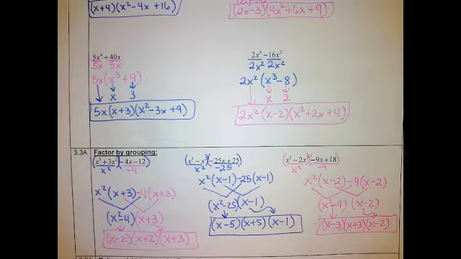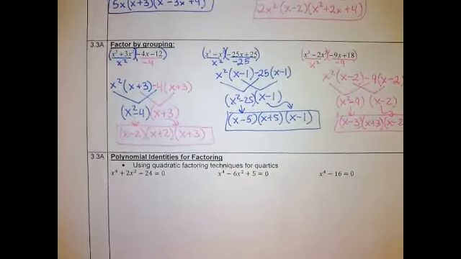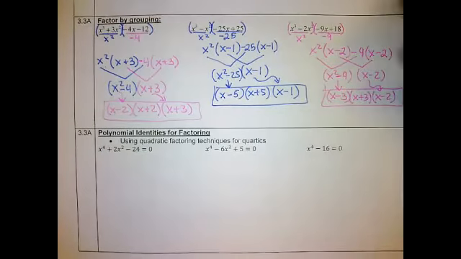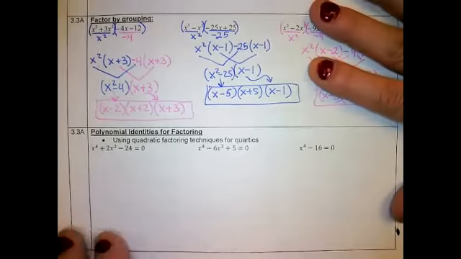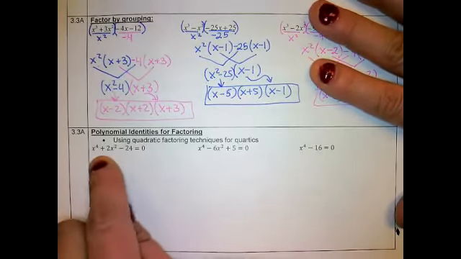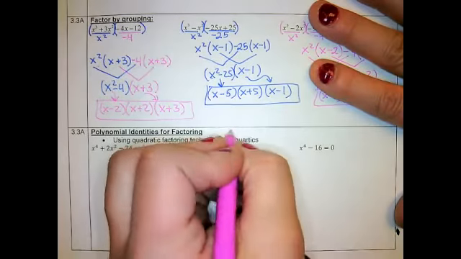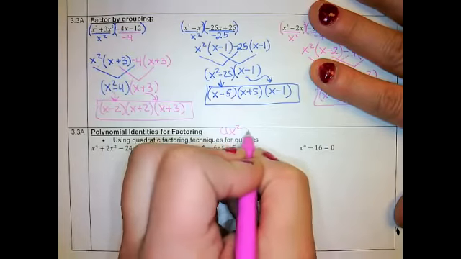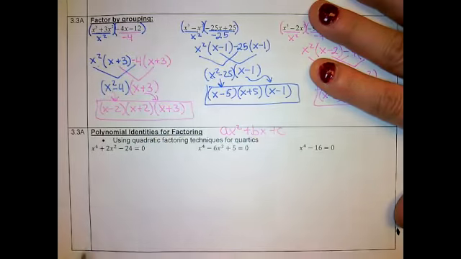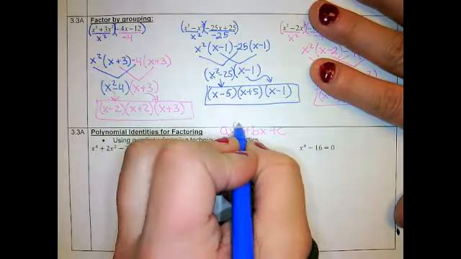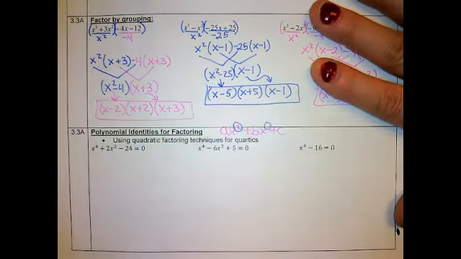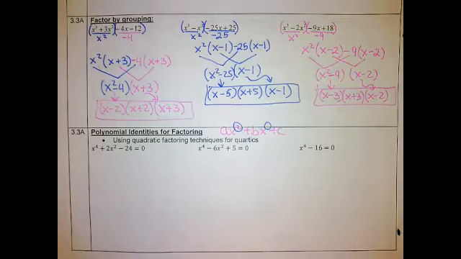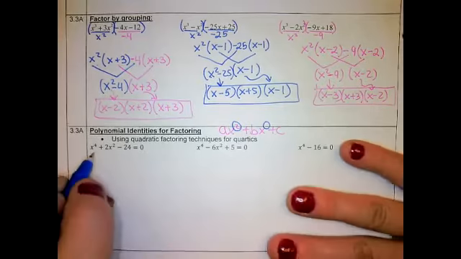The very last thing we're going to talk about today is using polynomial identities for factoring. Now we're going to have some quartics that we're going to factor. These look really similar to the quadratics we've been factoring. Our quadratics are ax squared plus bx plus c. Our only difference here is this is to the fourth, and now this is squared. We're going to use the exact same methods.